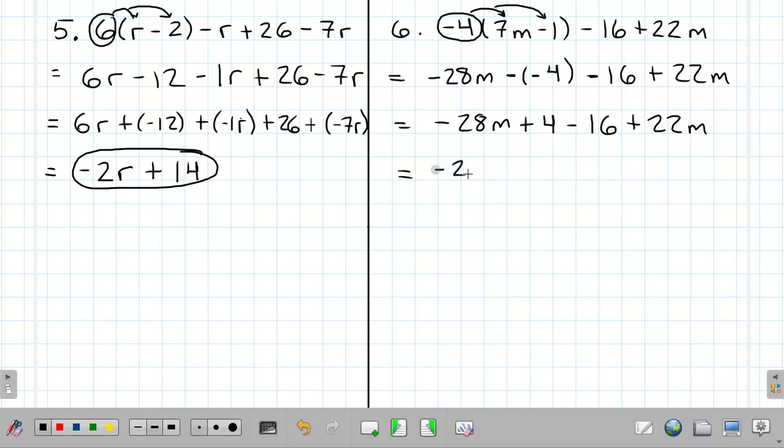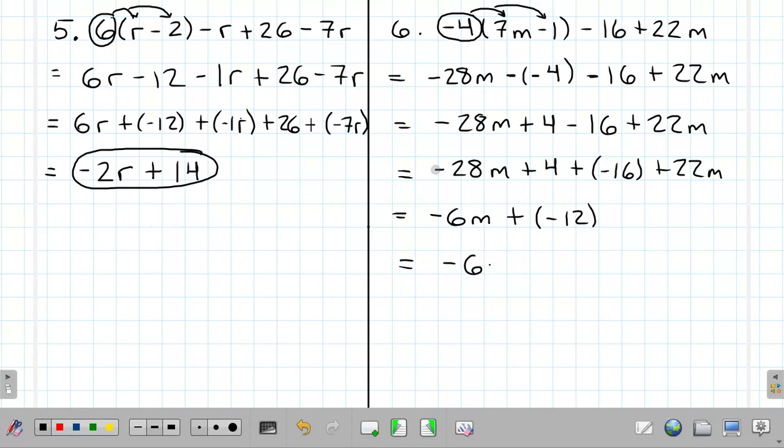it this way, negative 28m plus 4 plus negative 16 plus 22m. Well, same kind of thing. Negative 28 plus 22 gives us negative 6m, plus 4 plus negative 16 is going to be negative 12. And then we just got to do that extra last step of plus a negative, so it's going to be minus 12.